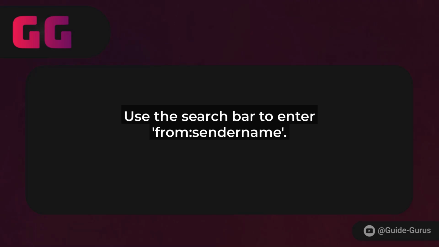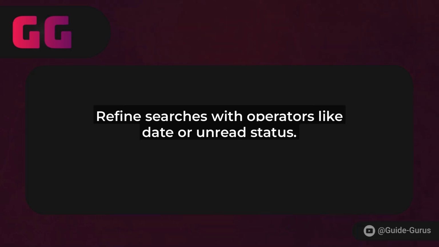Step 1. Click on the search bar at the top of your Gmail interface. This is your gateway to powerful sorting tools. To sort by a specific sender, type in from: sender name, for example, from:john@example.com. Hit enter, and voila! You'll see all emails from that sender neatly displayed.